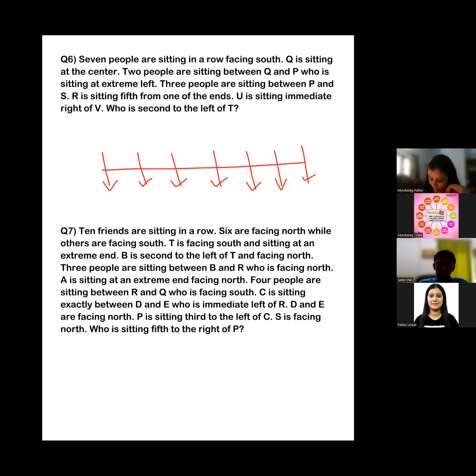Ma'am, when it says two people are sitting between Q and P, who is sitting at the extreme left, it's not P's extreme left, so it's the normal left, right? Yes. If it is written extreme left or extreme right, that is according to us. If it were the extreme left of P, it would be particularly mentioned, like "to the extreme left of P." Unless it is mentioned, they are normally talking about the extreme left.